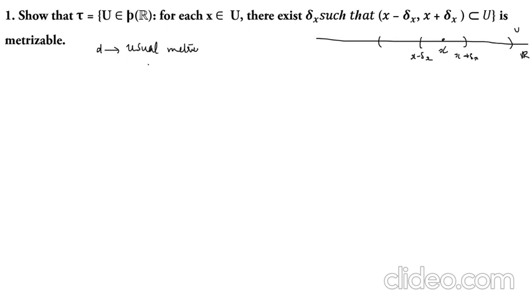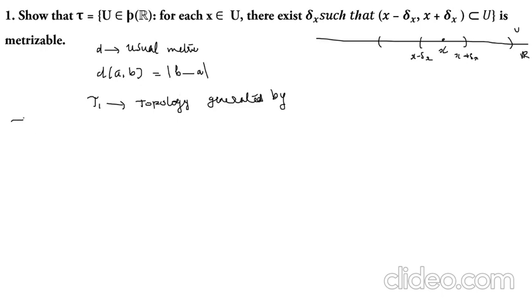on R, given by d(a, b), the distance of a and b, is equal to the absolute value of b minus a. And let tau 1 be the topology induced by d. We take tau 1 as the topology generated by d. But here we have to prove that tau is generated by d. So it's enough to show that tau is equal to tau 1. If both topologies are equal, then we will get that tau is generated by d.